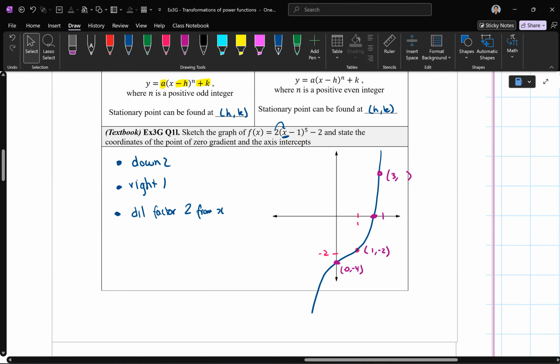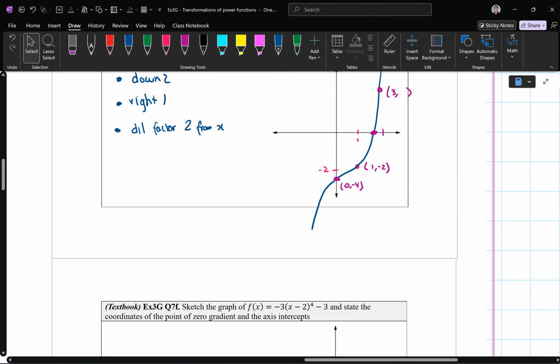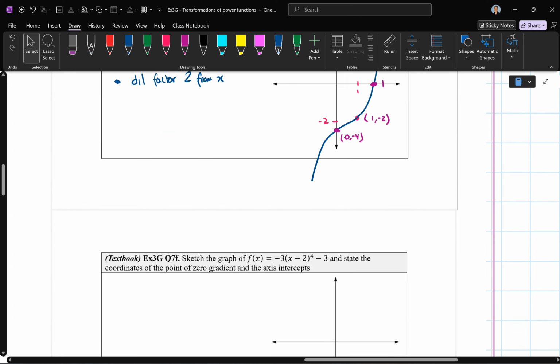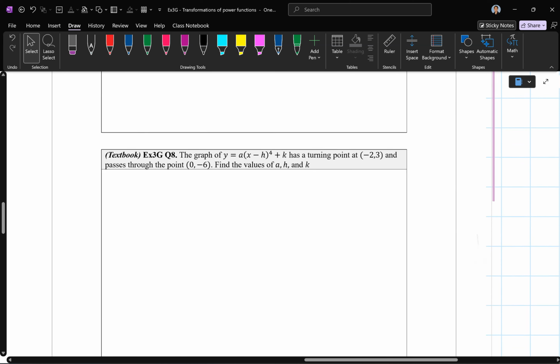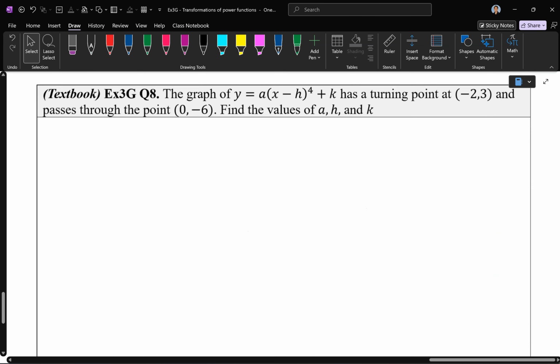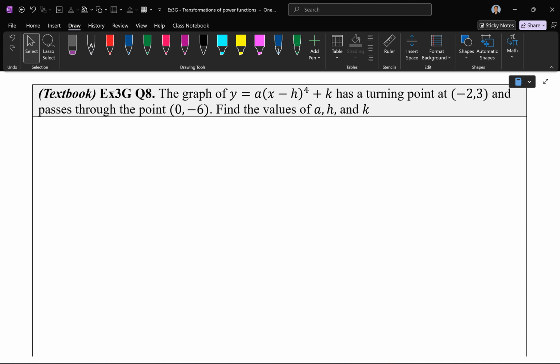All right, team. Let's go to the next question. Let's find one that has something a bit different. You can probably do 7F now. That's pretty easy. Oh, let's do 3G. Question 8. Let's have a look at this one. So now that you can read the transformation equation, what they'll also get you to do in 3G is to find unknowns given certain points. Let's start with this one.